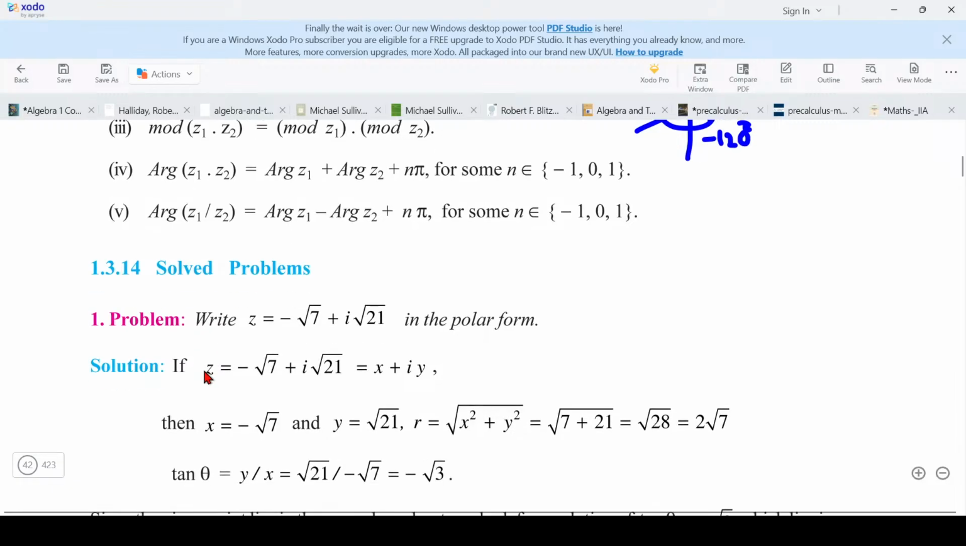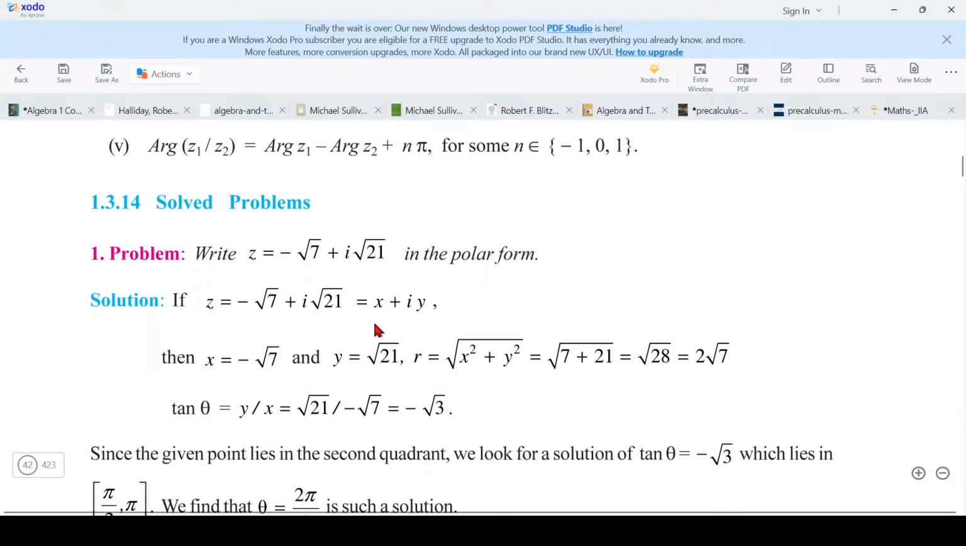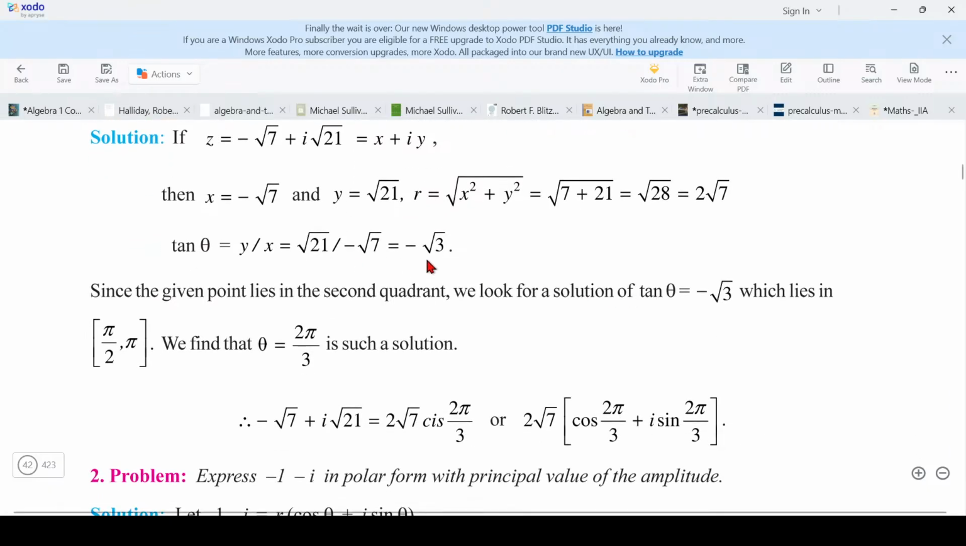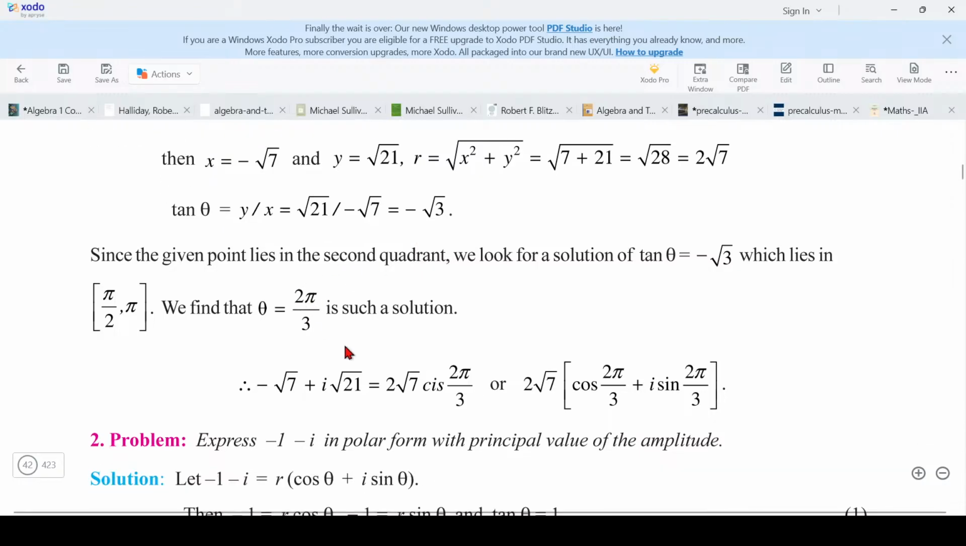Okay, sir. Agree? So this one is pretty easy. This square plus this square is actually the radius, right? And in which quadrant is it? This should be in the second quadrant. So tan theta equals minus root 3, and it should be how much? 120 degrees. That's what he's saying. Okay?